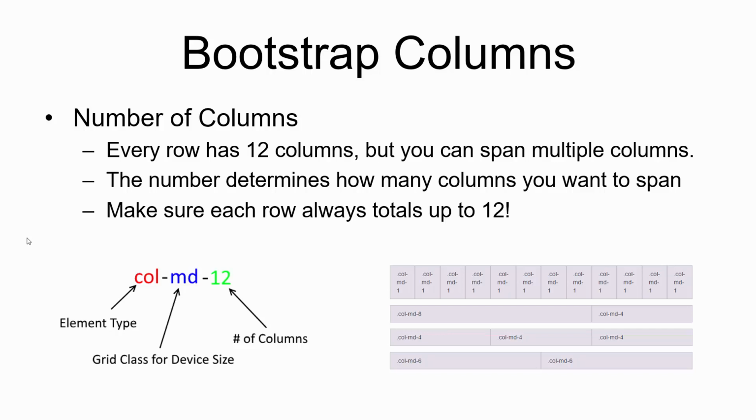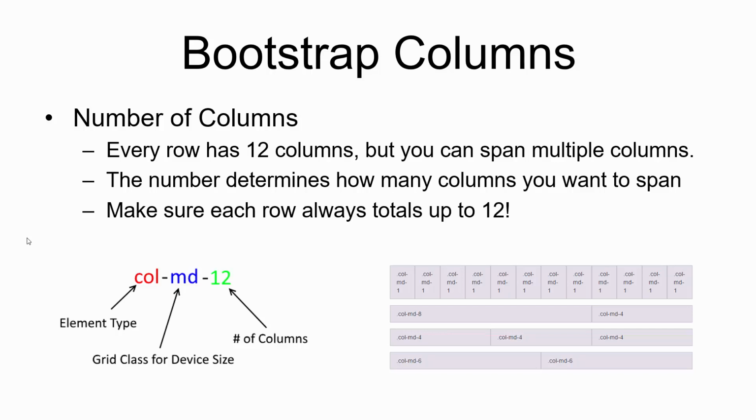Next, let's jump into that last number there. In our example, we have 12. So every row in Bootstrap always has 12 columns. But you can specify how many columns you want to span. And of course, you want to make sure that each row always totals up to 12, since every row can have 12 columns. So in our little diagram down here on the bottom right, you can see we have 4 different rows showing different ways of having different types of columns.